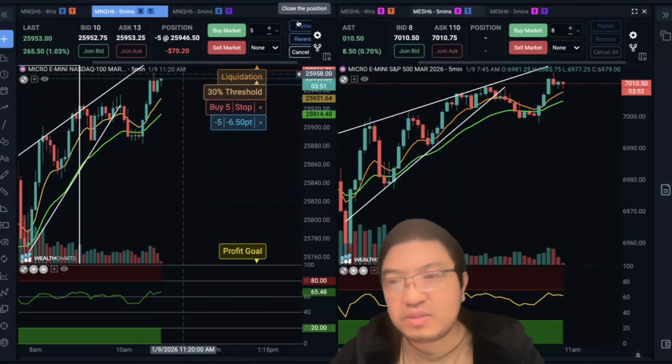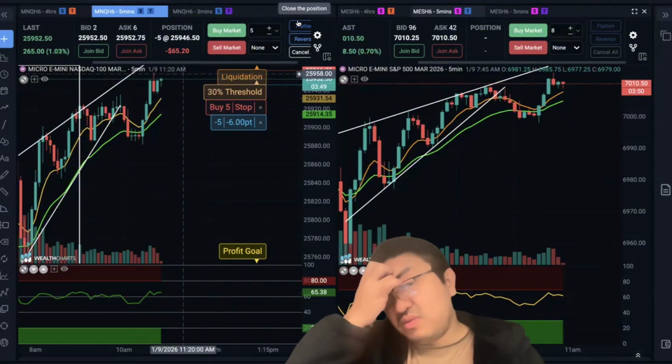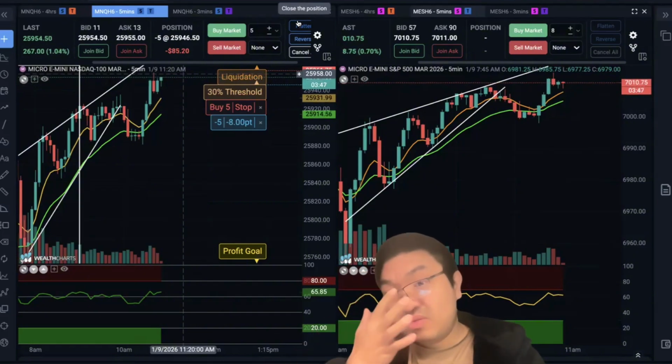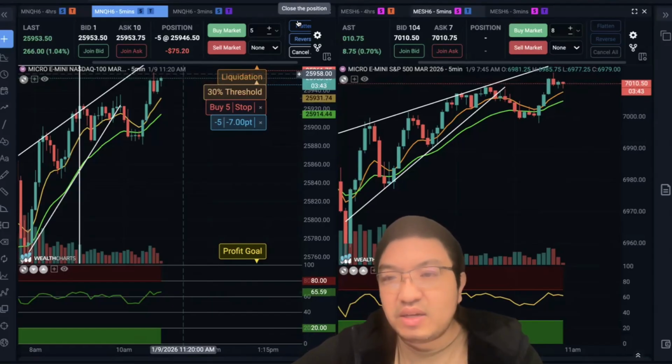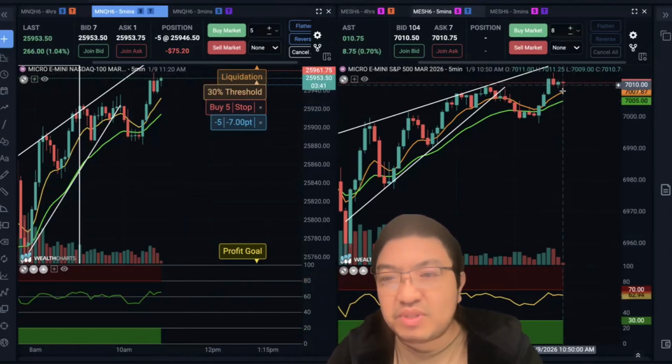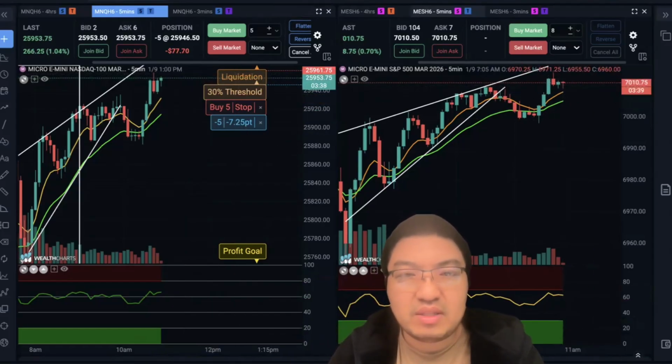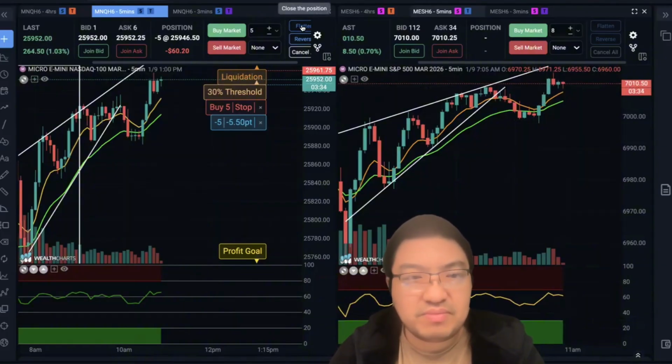Let's see, yes. If yes creates a higher high than the previous candle, then we'll probably need to quit. This is not the right setup. Or maybe I just reverse.